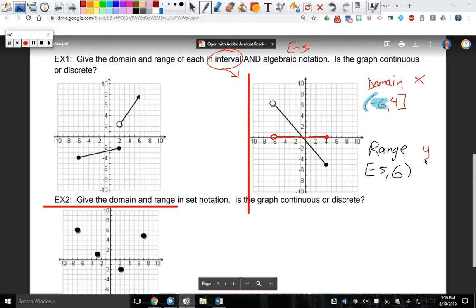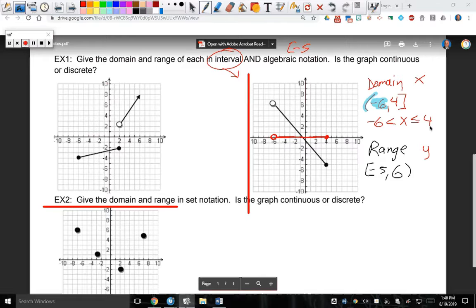What would I do? -5 is less than... or x, right, for domain? So it's x is greater than... Oh, for domain? Yeah, we're doing the domain real quick. -6 is less than x, is less than or equal to 4. Perfect. Okay, so the way I want you to read this is -6 is less than x, which is less than or equal to 4.